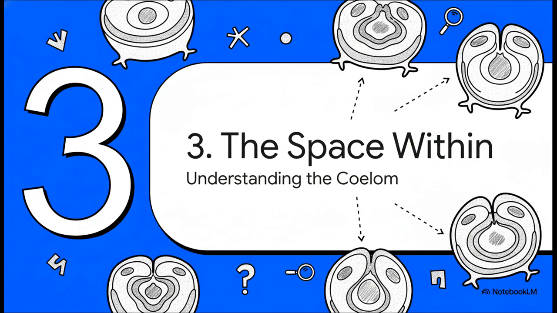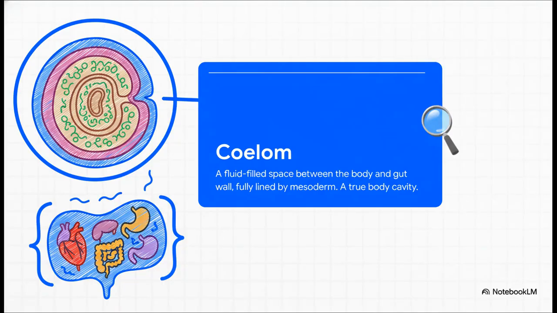Now that we have the layers, we need to talk about the internal architecture. This brings us to Section 3, the space within, where we're going to get a handle on this thing called the coelom. So, what exactly is a coelom? Well, it's a fluid-filled space between the body wall and the gut. But here's the absolutely crucial detail. A true coelom is completely lined by that middle layer, the mesoderm. This cavity is so important. It gives organs room to grow, it cushions them from bumps, and it helps circulate fluids.